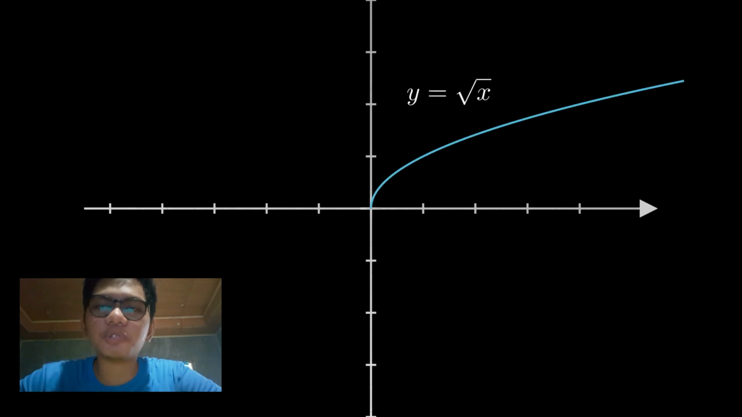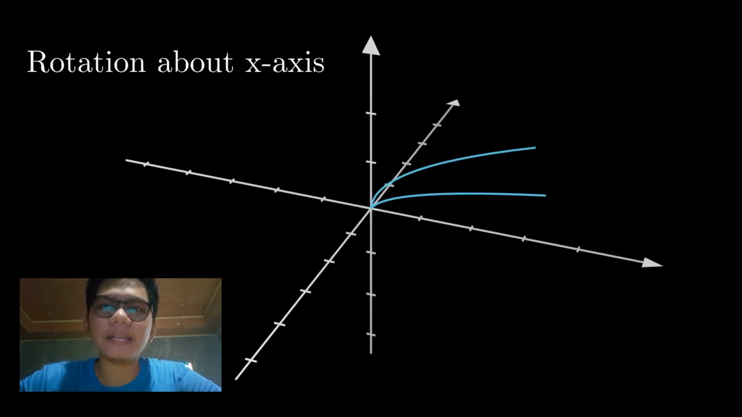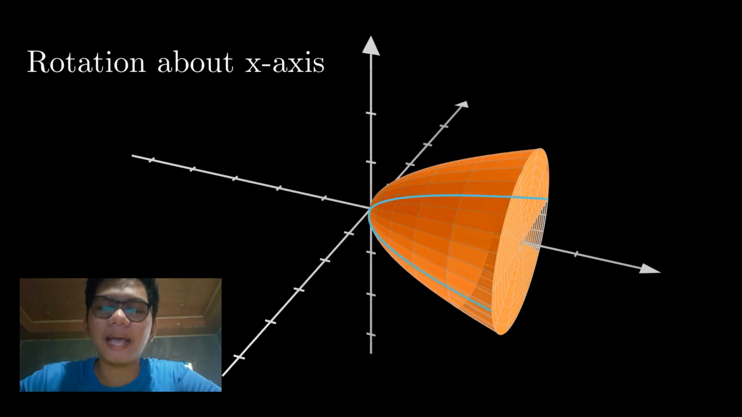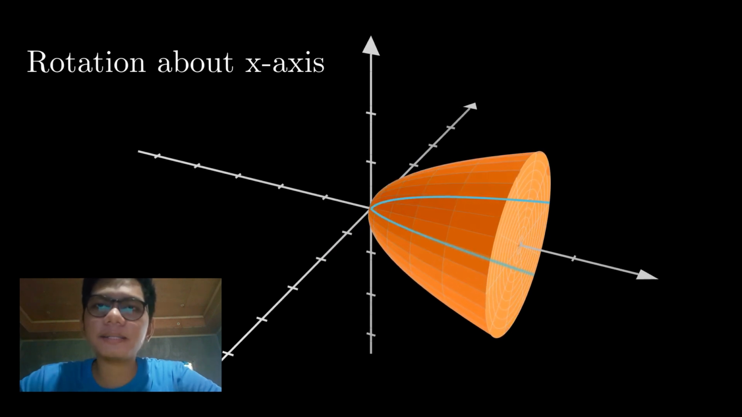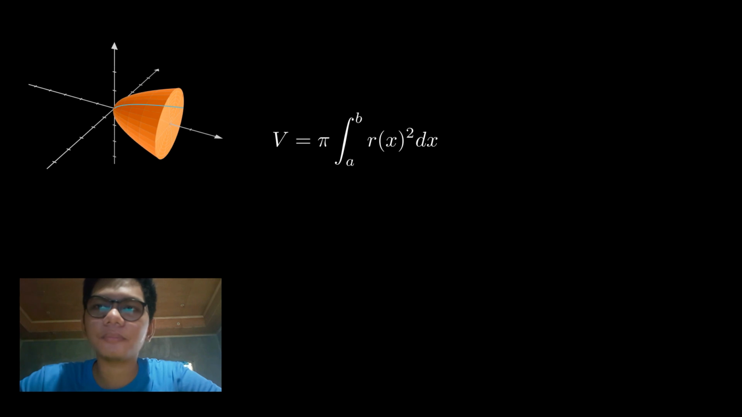Let's try some examples. Let's look back at the first function we've seen. y is equal to the square root of x between the values x equals 0 and x equals 3. Using the formula we derived, we're going to find the volume of this figure created after rotating the function about the x-axis. The formula is, again, this one. V is equal to pi multiplied by the integral of r of x squared dx from a to b. We know that the volume we will compute is from x equals 0 to x equals 3.